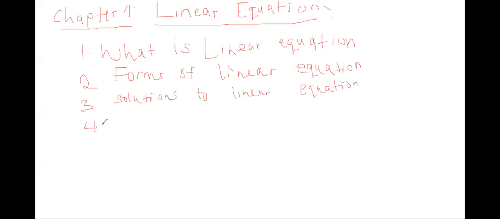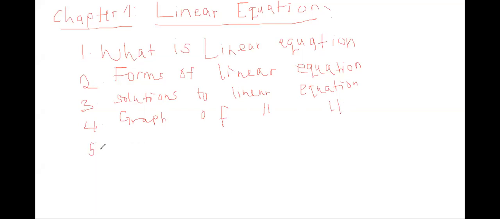From there we also look at graphs. How do we graph a linear equation? So all these, 1 up to 4, will come in handy once we start to do application of linear equation in business and other sciences as well as in economics.